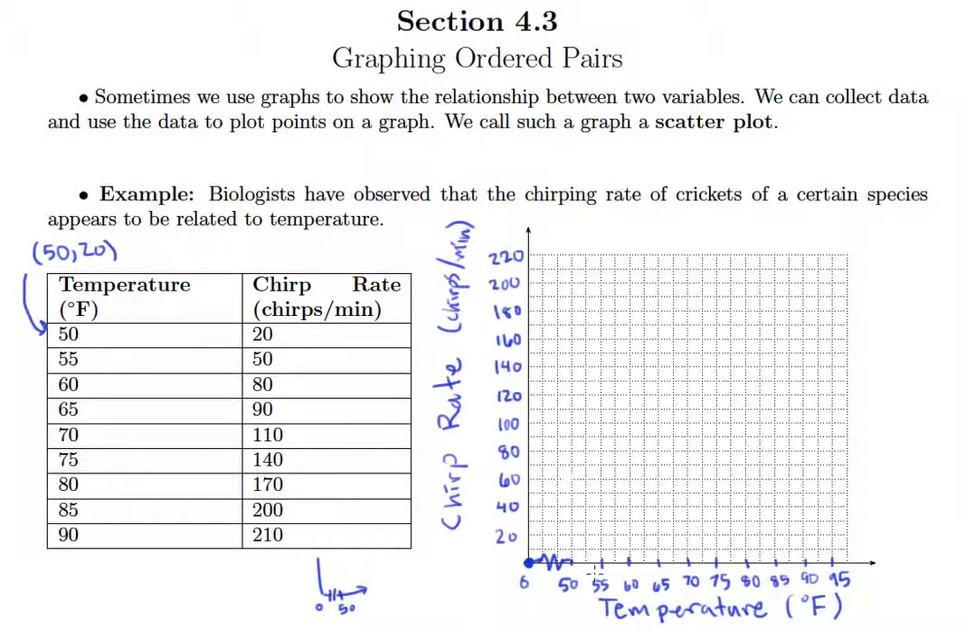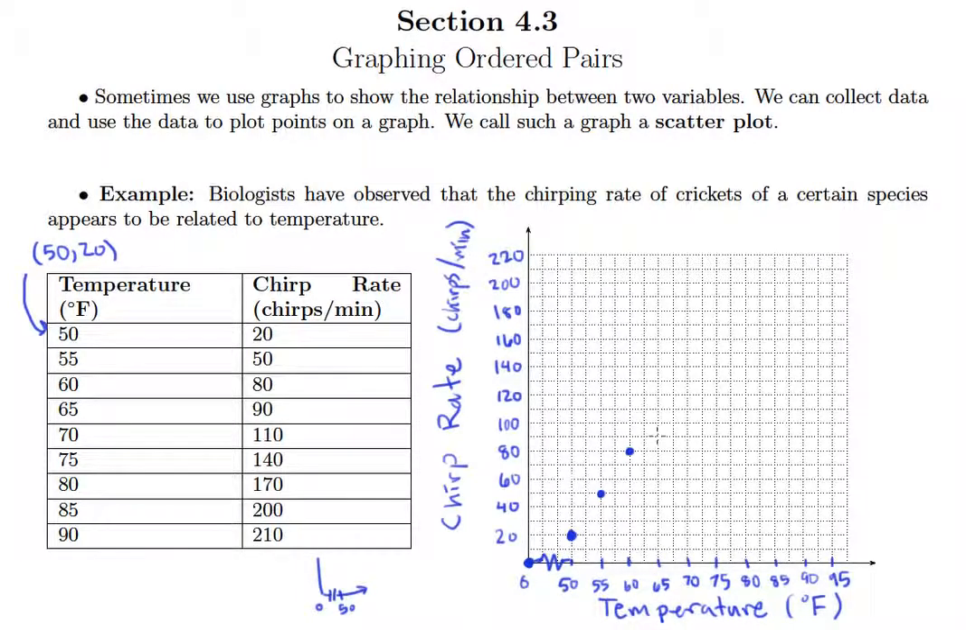And now finally we can graph our ordered pairs. So we have 50, 20, so that's an x value of 50, a y value of 20. So that goes right there, the intersection of 50 and 20. 55 and 50, so we're at 55 and then we're going to go up. Here's 40, but we've got to go up halfway between 40 and 60 to get 50. Then 60 and 80, so here's 60, here's 80.